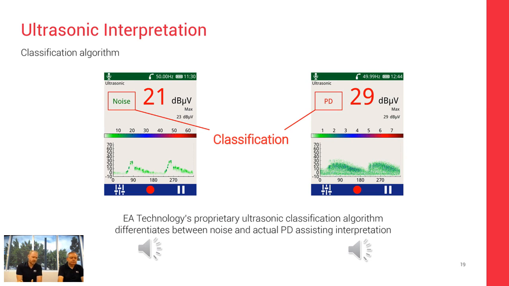I'll just play the one on the left-hand side. This is a sound that's produced by magnetic noise. This would have been listening to a VT, and it's the sound that the VT is giving off as it's transforming electricity.